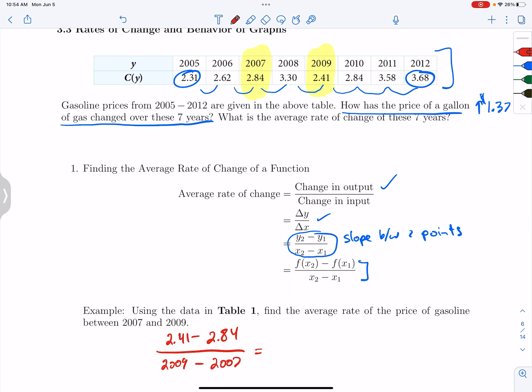What we get here is negative 43 cents over 2, which comes out to negative $0.215, about 22 cents. So what this means is, over those 2 years, on average, each year, the price of gas decreased by about 22 cents. So that's interesting.